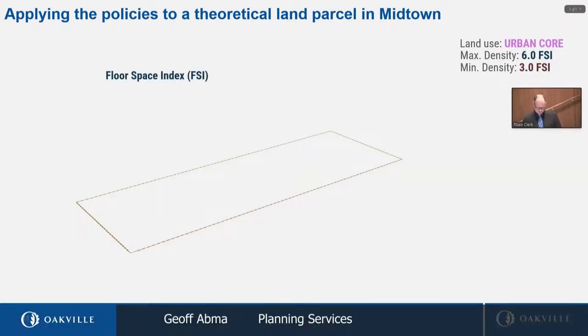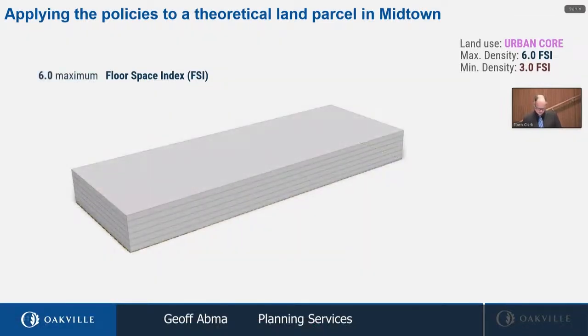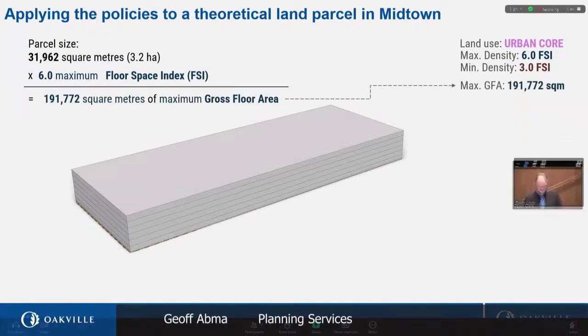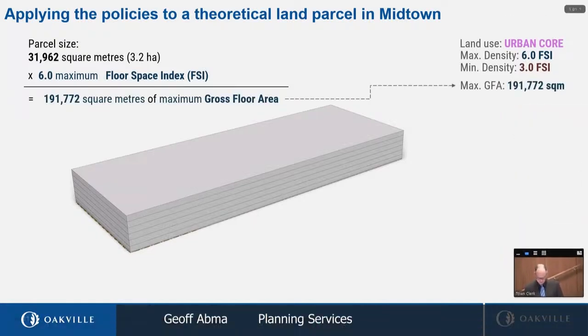Essentially what this means is that a floor space index of 6 represents 6 times the size of the parcel. So this is like stacking the parcel on top of each other 6 times. And since we know the size of the parcel itself, we simply multiply that number by 6, and we can calculate the most amount of floor space that a development could have on this site, which in this case is just under 192,000 square meters.